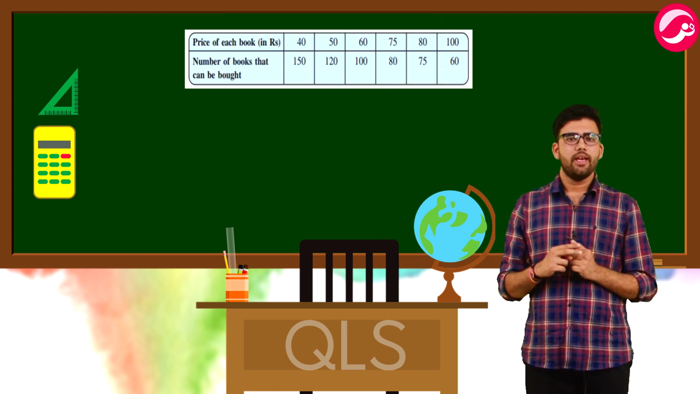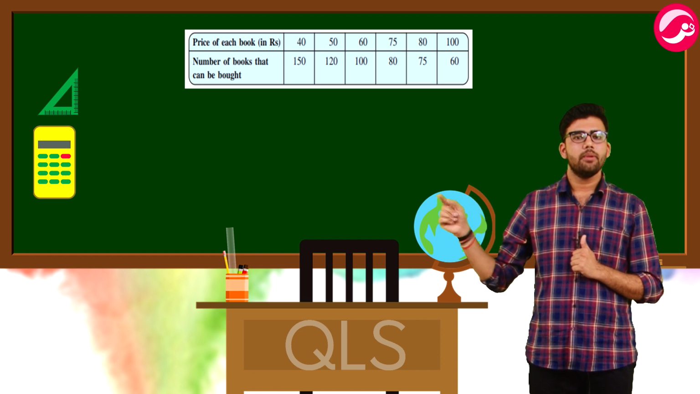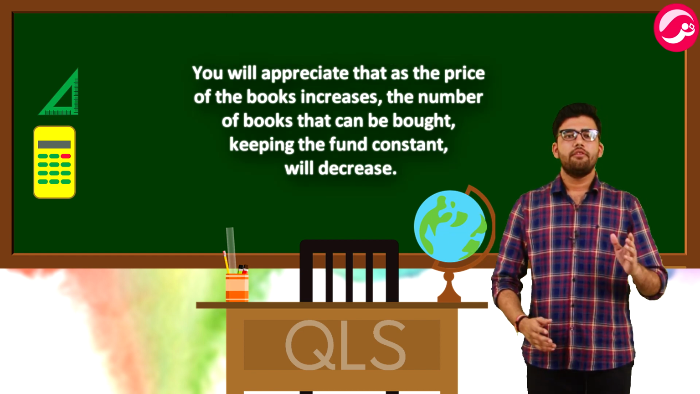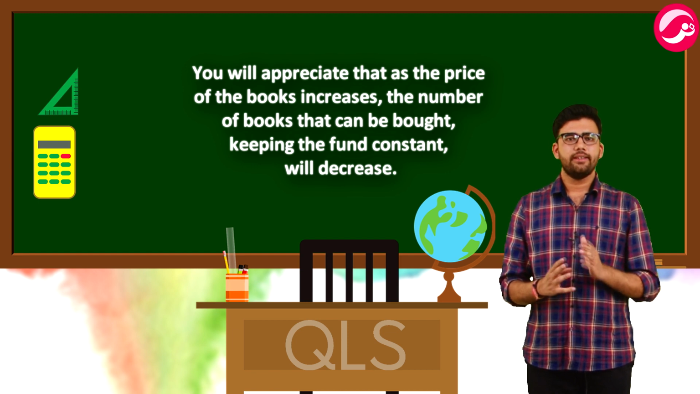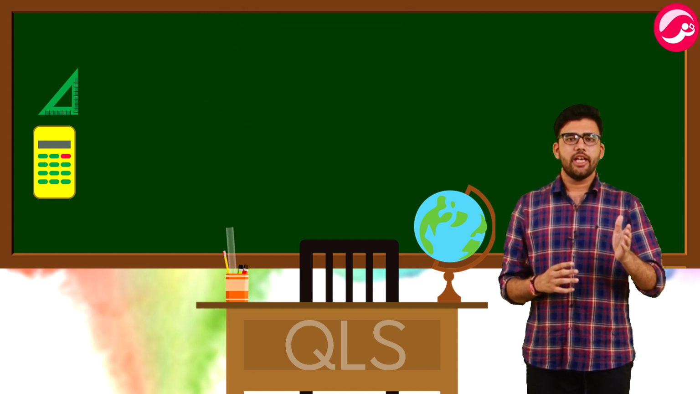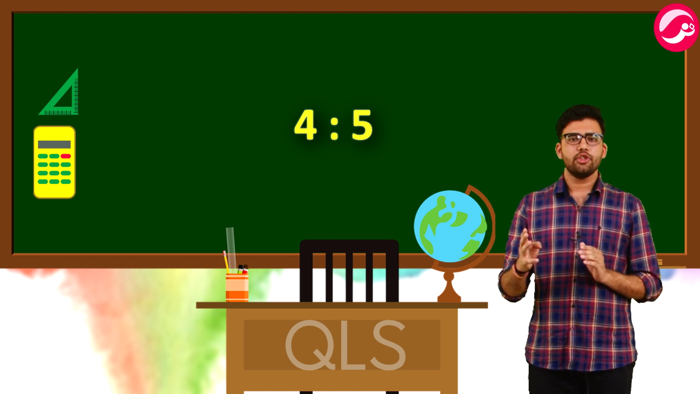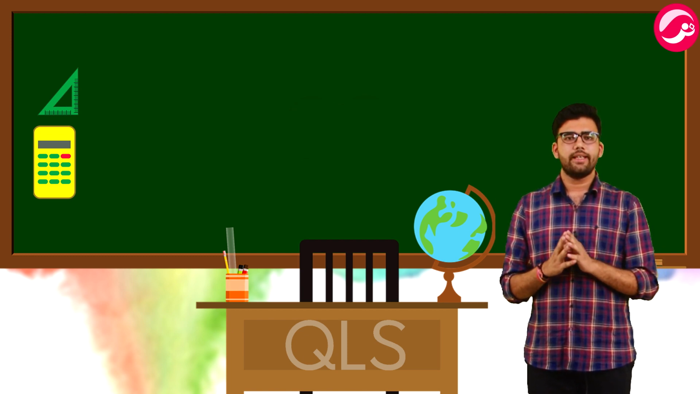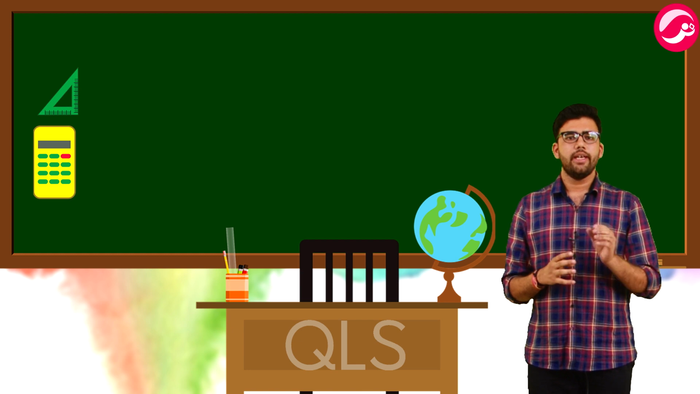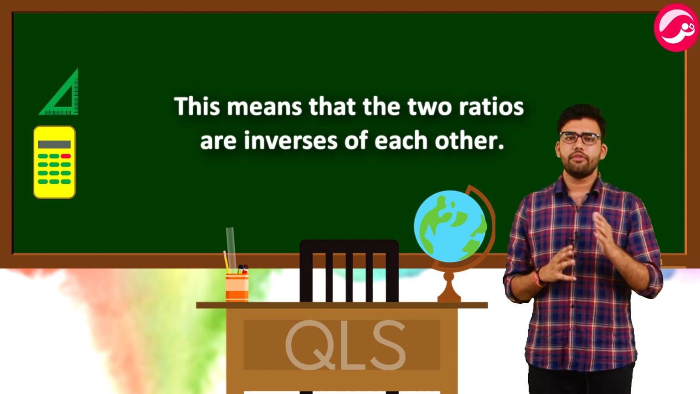Observe the following table. Here you can see the prices of books and the number of books that can be bought. What do you observe? You will appreciate that as the price of the books increases, the number of books that can be bought, keeping the fund constant, will decrease. The ratio by which the price of the book increases when going from 40 to 50 is 4:5, and the ratio by which the corresponding number of books decreases from 150 to 120 is 5:4. This means that the two ratios are inverse of each other.